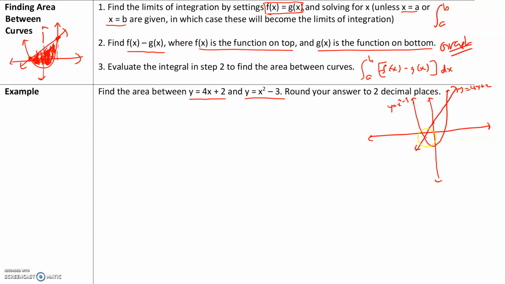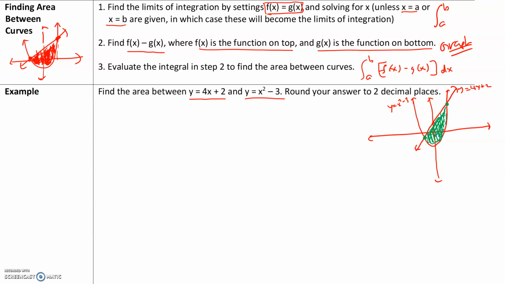The curves intersect at this x value and this x value, and we want to find the area just in between the two curves. So the area that's bounded by these two, not the area outside over here or over here, because this area is not bounded. It's not in between the two curves. So we just want to find the area that's strictly in between these two curves.